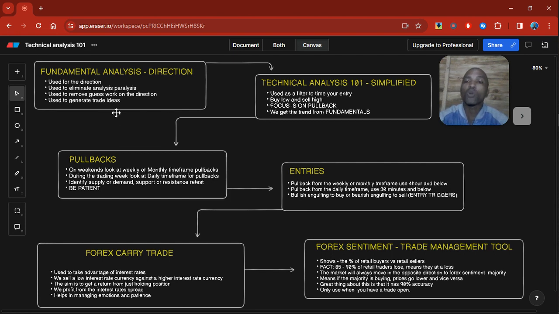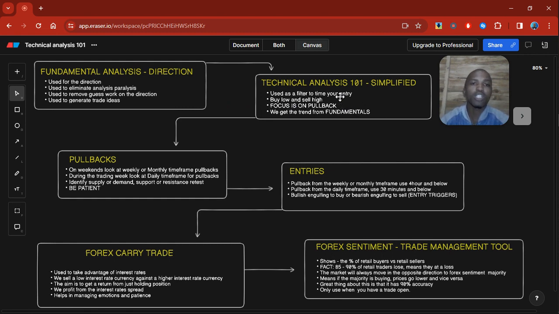Of course, I won't be going over the fundamentals process, but that is the most important, right? So if anything, deep dive into the fundamentals, understand how you get your direction based on the fundamentals, and then it will be easier when it comes to the technical analysis. But like I said, I just want to show you guys the technical analysis side of things in terms of how we do it.